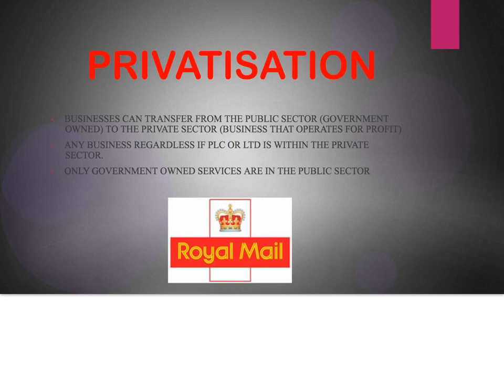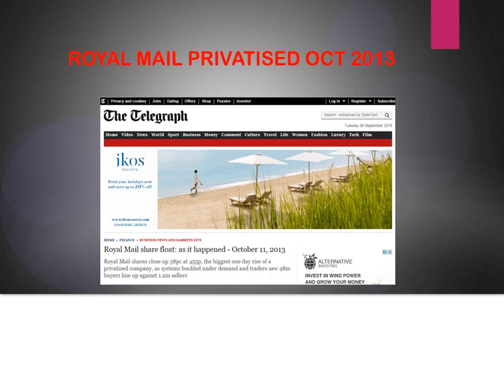A recent example of a business that transferred from the public sector to the private sector is Royal Mail. So previously Royal Mail was owned and controlled by the government. However, it is now a PLC, so it now belongs in the private sector. Here you can see a newspaper article from the Telegraph, which was dated October the 11th, 2013. And this is when Royal Mail shares were sold for the very first time. They were sold on the London Stock Exchange, so therefore they are a public limited company. And on the first day that they became available, this is known as a flotation. So the very first time that a business's shares appear on the stock exchange, this is known as a flotation. Hence the heading Royal Mail Share Float.